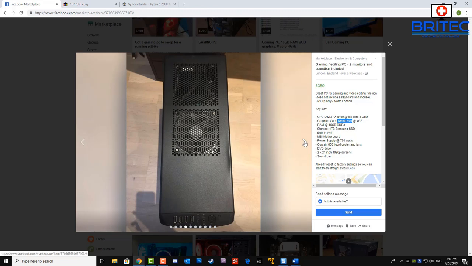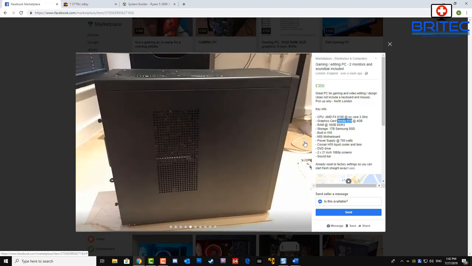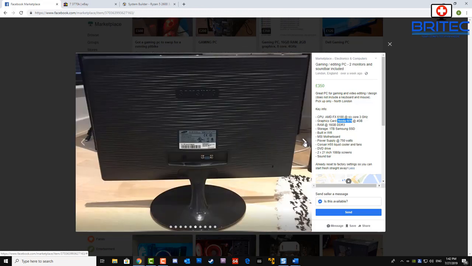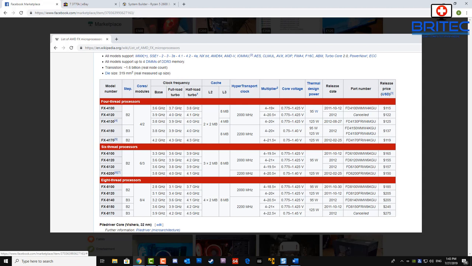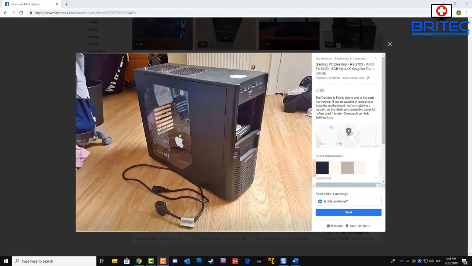Watch out for people that put old parts in new cases, and watch out for the people that put in LED lights, fans and all that sort of stuff to try and jazz it up a bit. As you can see here, the FX6100 was released in 2011, and the GTX 970 was actually released in 2014. So you want to make sure that you're not paying modern prices for old hardware.